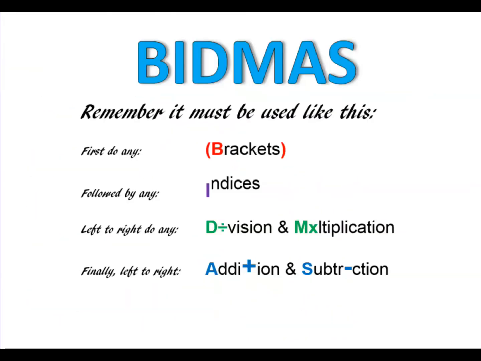So going over the rule again, your first priority is brackets. The next priority in maths is indices. Then it's division and multiplication, but doing them from left to right, whichever one you come across first. And then finally, addition and subtraction are the lowest priority. But again, if that's all you've got left, you do them from left to right.